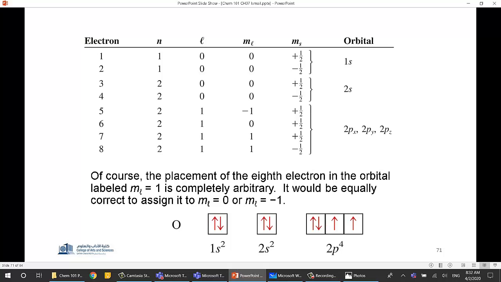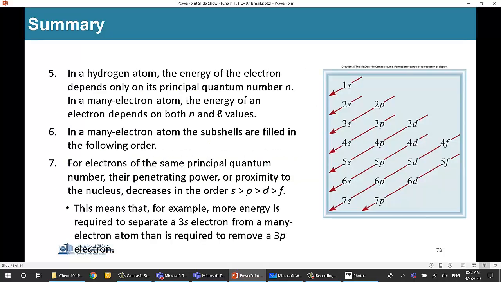it's a 2p, and the L is 1, because this is P, and ML is 1, because remember this is 1, 0, minus 1, so it's sitting in ML equals 1, and the last one is minus half, because it is pointing down. So please practice this at home, and also I'm going to give you questions about that.